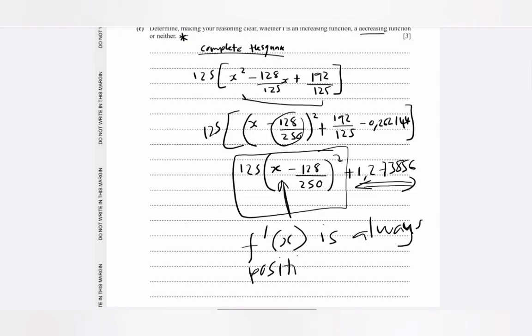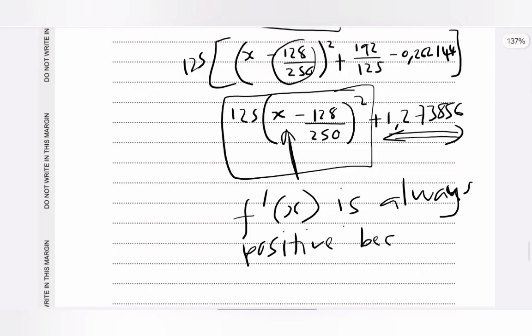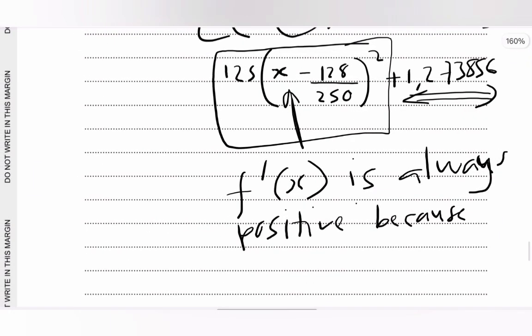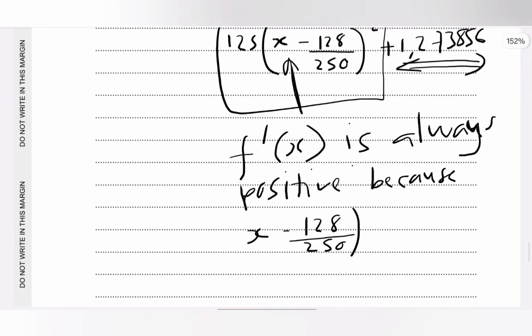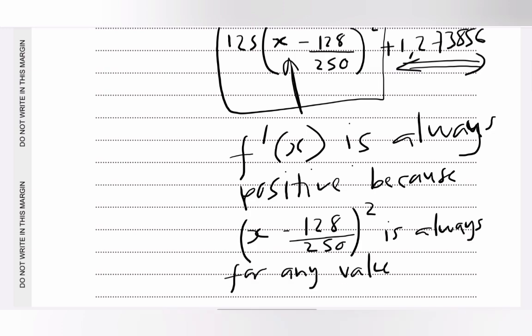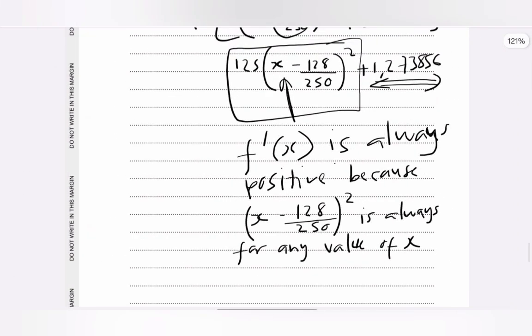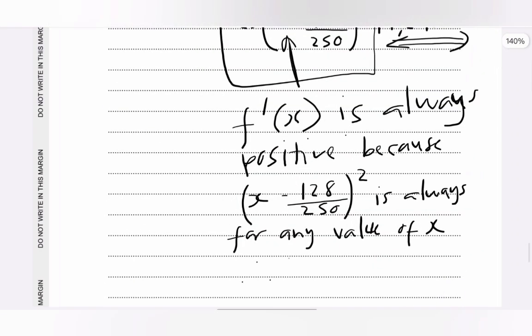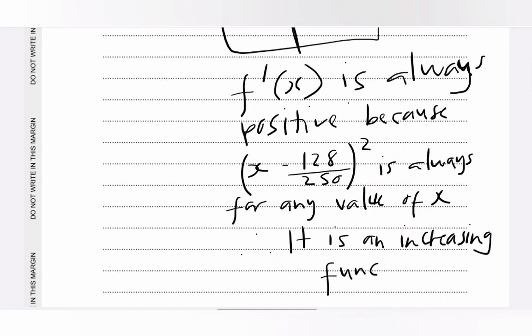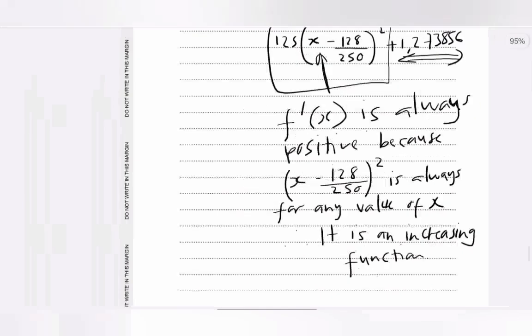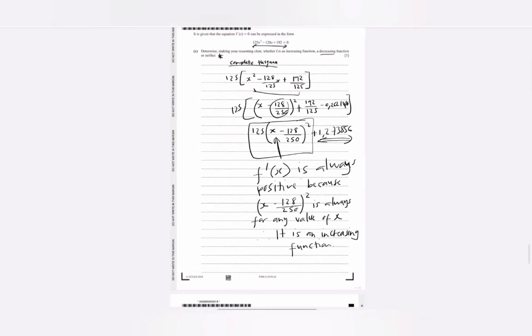positive because x minus 128 over 250 squared is always positive for any value of x. Therefore, after that, you say it is an increasing function, like that, and you get your final 3 marks.